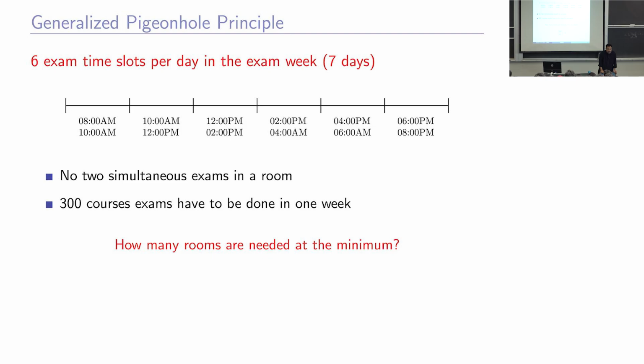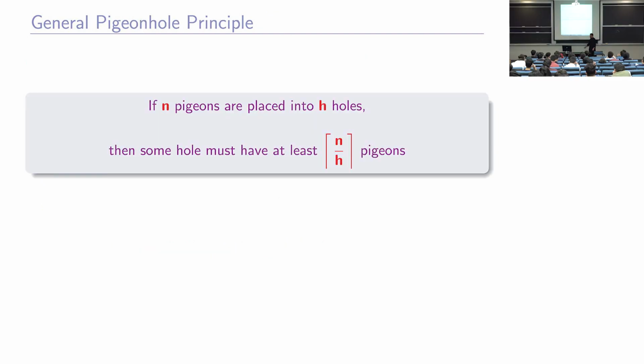Is this clear? Okay. So this is the generalized pigeonhole principle that I just told you. We used it actually, and you asked that question, minimum or maximum. The general pigeonhole principle says as follows: if there are n pigeons that are placed into h pigeonholes, then some pigeonhole must contain at least the ceiling of n over h pigeons.